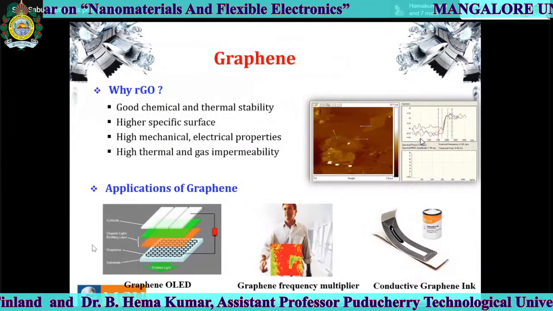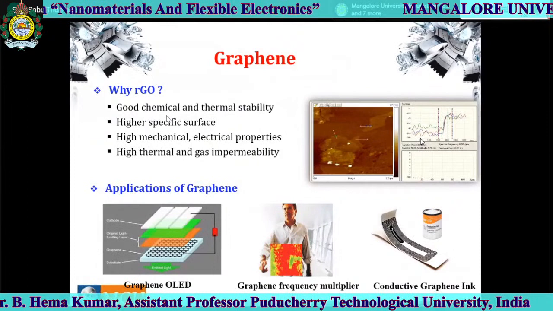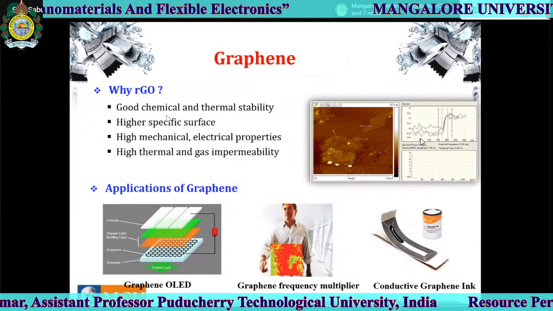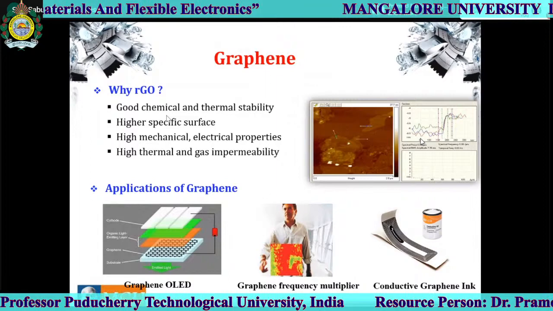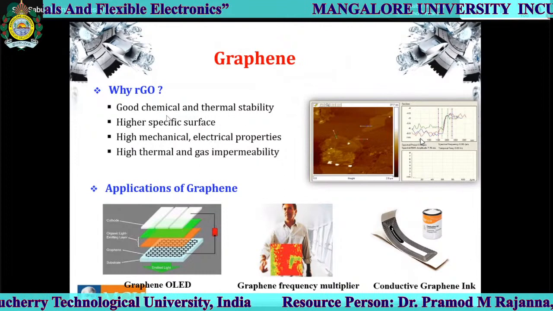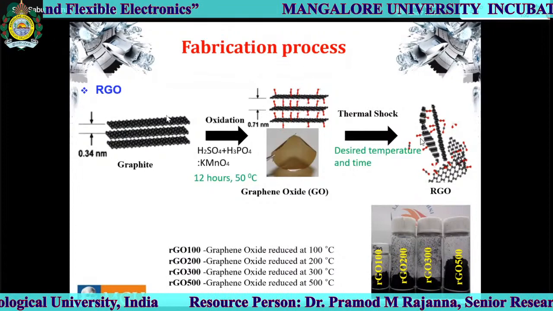You might ask why we are using graphene. Graphene has good chemical stability, good thermal stability, high specific surface area, excellent mechanics, very good electrical properties, high thermal conductivity and gas impermeability. It's a fantastic material, graphene. So we have made use of graphene for manufacturing flexible electronics.